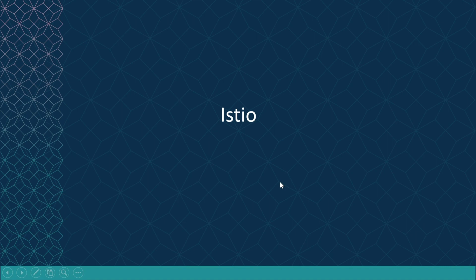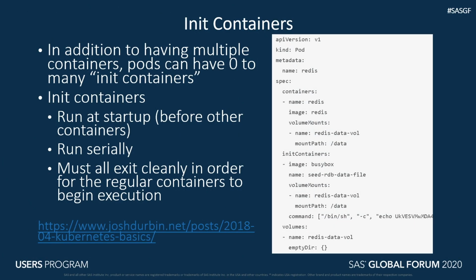All right, next let's talk about Istio. Before we start talking about that completely, it helps to have the idea of init containers. We'll talk about sidecar containers with Istio, but init containers are not limited to Istio. They can be used anywhere within Kubernetes. The idea is, in addition to having multiple containers, pods can have 0 to many init containers, which run as startup before the other containers, run serially, and they all have to exit cleanly in order for the regular containers to begin execution.